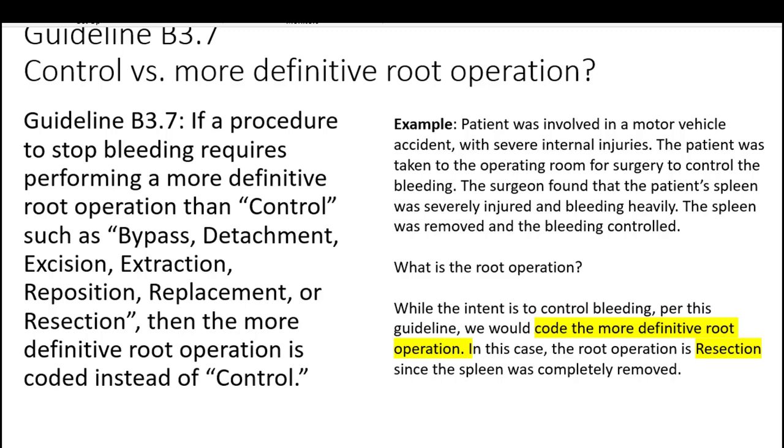The example that I've given you here, a patient in a motor vehicle accident, severe internal injuries, has a lot of bleeding. The surgeon finds the patient's spleen injured and bleeding heavily, so the spleen was removed. So you're going to be coding a resection of the spleen as your root operation instead of control.